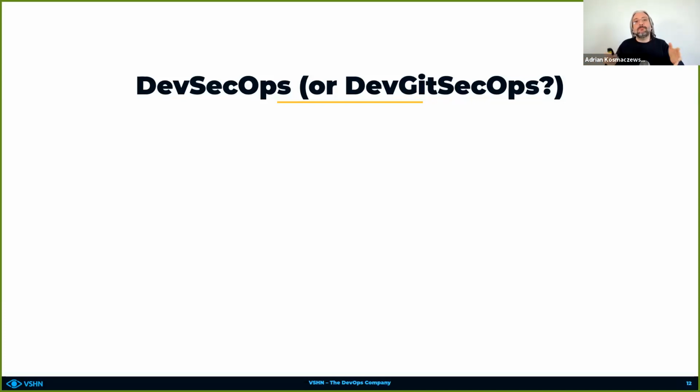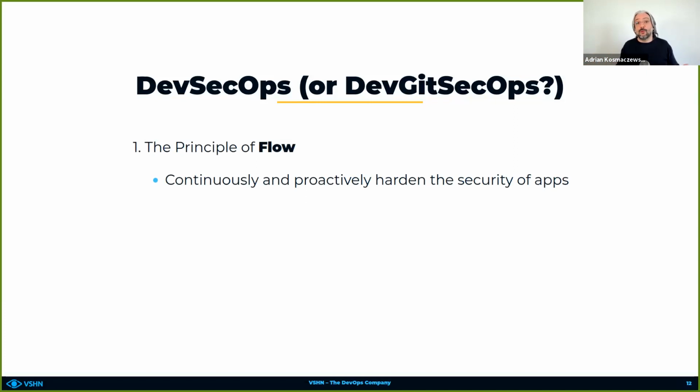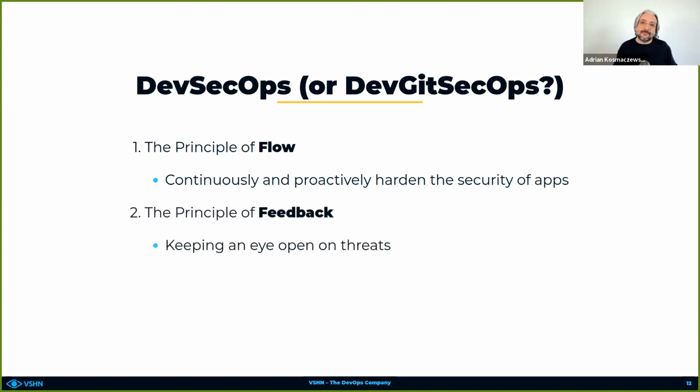How do the three principles of DevOps apply to the world of DevSecOps? Well, first of all, the principle of flow. Thanks to the principle of flow, security teams can proactively harden the security of apps. Every time they are notified in the press, for example, that some new threat is available, it's wreaking havoc somewhere on the network, basically they can go and proactively add new rules. And this way, your application becomes more secure as time goes by.